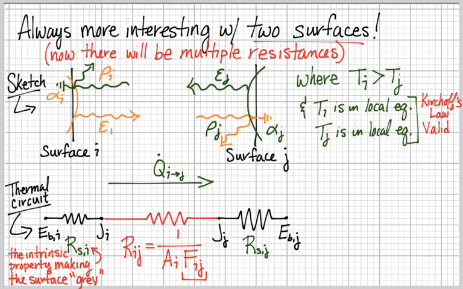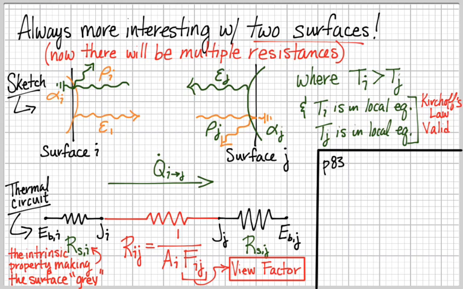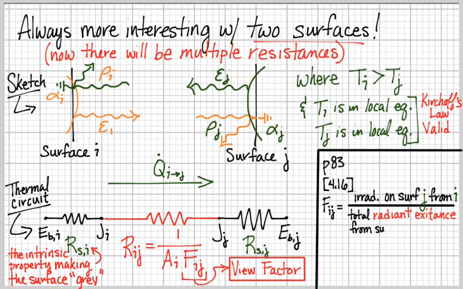I can describe that radiant resistance in terms of Rij, and you're going to see 1 over the area divided by the view factor. View factor is a new term that we're introducing here. You'll see it described on page 83, and we have an equation 4.16 where the view factor is the irradiance, that's the light incident on surface J coming in from surface I, which is why I've written specifically Fij, divided by the total radiant excidence from surface I.